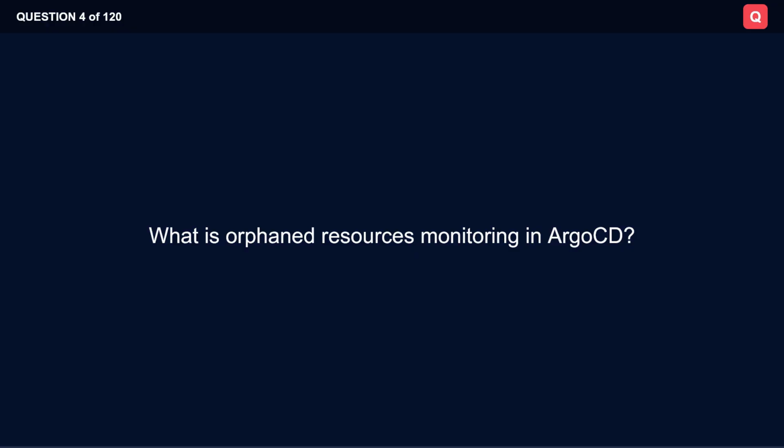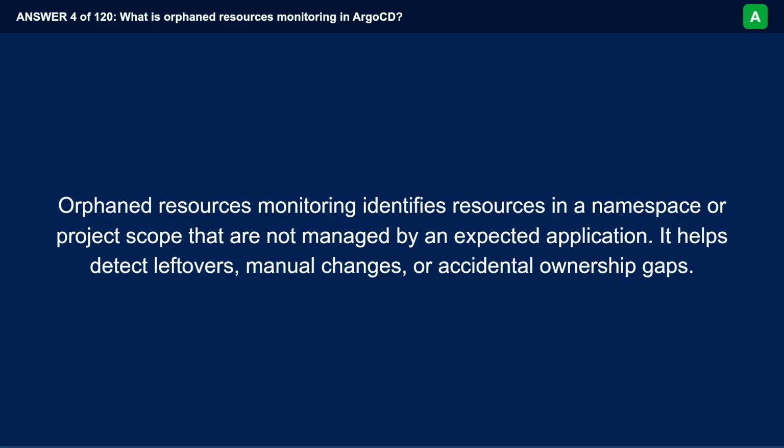What is orphaned resources monitoring in ArgoCD? Orphaned resources monitoring identifies resources in a namespace or project scope that are not managed by an expected application. It helps detect leftovers, manual changes, or accidental ownership gaps.